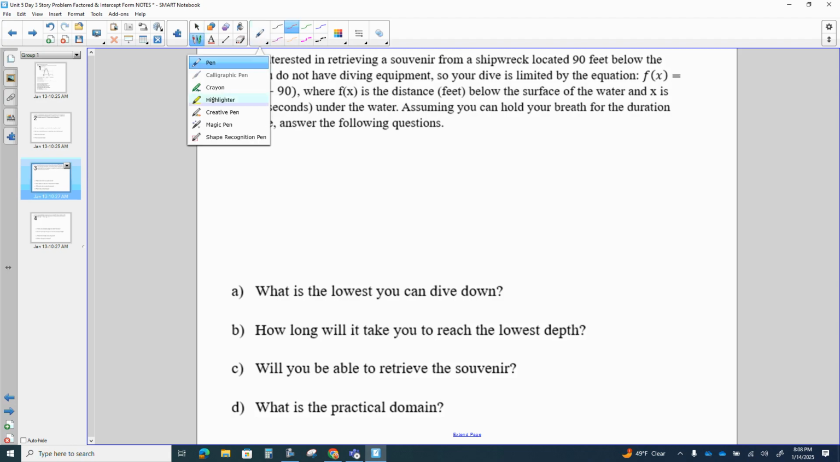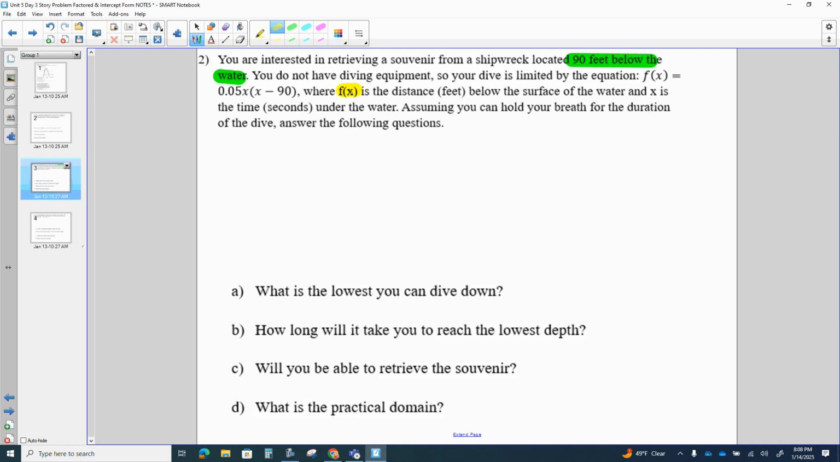So there's an item at the bottom right next to a shipwreck. So we're looking at it. The shipwreck is located 90 feet below the water. So that's the depth I will have to make. You do not have diving equipment, so your dive is limited to this following equation.